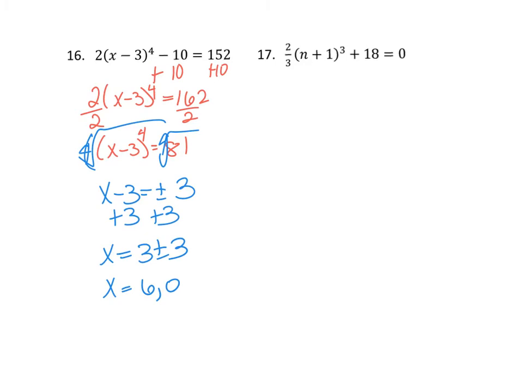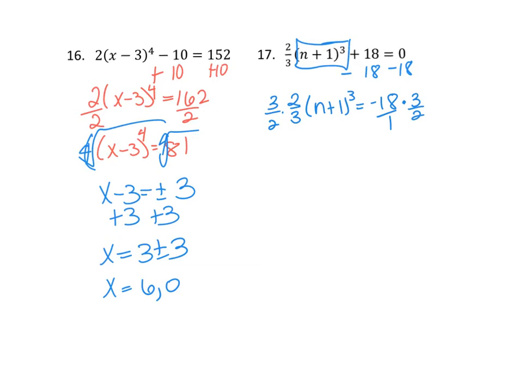And then number 17. Subtract 18 from both sides. My goal is to get the (n plus 1) cubed by itself. So 2/3 times (n plus 1) cubed equals negative 18. We're going to multiply by the reciprocal to get rid of that fraction in front. Remember, that's 18 over 1. So (n plus 1) cubed, 2 goes into 18 9 times, and negative 9 times 3 is negative 27.